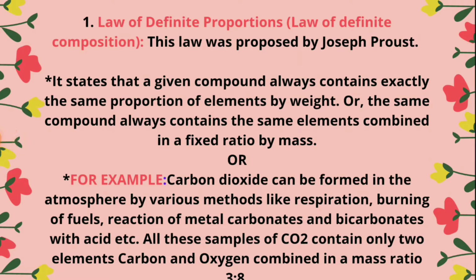It states that a given compound always contains exactly the same proportion of elements by weight, or the same compound always contains the same elements combined in a fixed ratio by mass. For example, carbon dioxide can be formed in atmosphere by various methods like respiration, burning of fuels, reaction of metal carbonates and bicarbonates with acid, etc. All these samples of CO2 contain only two elements, carbon and oxygen, combined in a mass ratio 3:8.